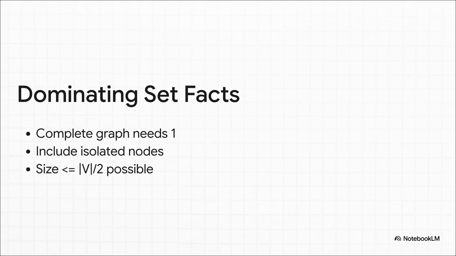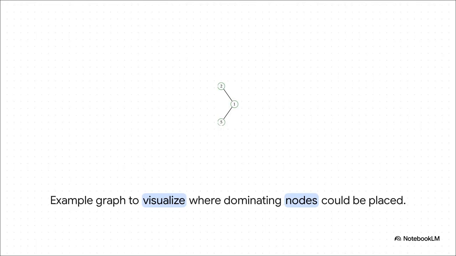If you have a complete graph where literally everyone connects to everyone, you just need one single camera. Easy. But isolated vertices, the ones with 0 connections, those force your hand. You have to include them directly in your set because literally nobody else is watching them. Oh, and here's a neat rule. If a graph has no isolated vertices at all, you can always dominate it using at most half of the total nodes. It becomes a real puzzle of efficiency.